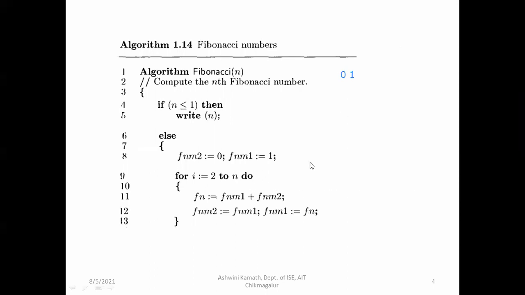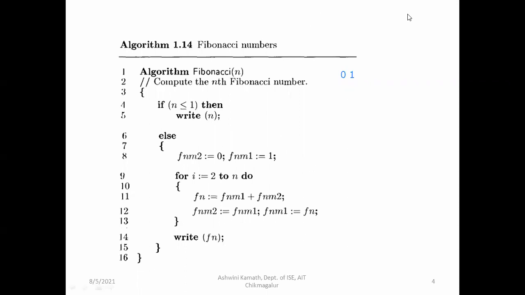Then Fnm2 is equal to Fnm1, Fnm1 is equal to Fn. Now we are going to change the value of Fnm2 and Fnm1. Now we have to get the new number. Next two numbers we have to get, so that we can calculate the next number. So Fnm2 is equal to Fnm1 and Fnm1 is equal to Fn. Then at the end, when the for loop ends, write the value of Fn, that is the nth Fibonacci number we have to display.